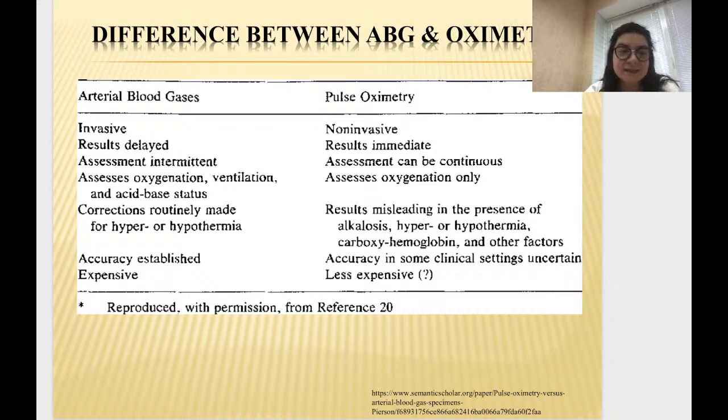For arterial blood gases, corrections are routinely made for hyperthermia and hypothermia, and for pulse oximetry it is possible that results are misleading in the presence of alkalosis, hyperthermia and hypothermia, carboxyhemoglobin, and other factors. Accuracy is established for arterial blood gases, and in some clinical settings uncertain for pulse oximetry. And it is more expensive for arterial blood gases and less expensive for pulse oximetry.